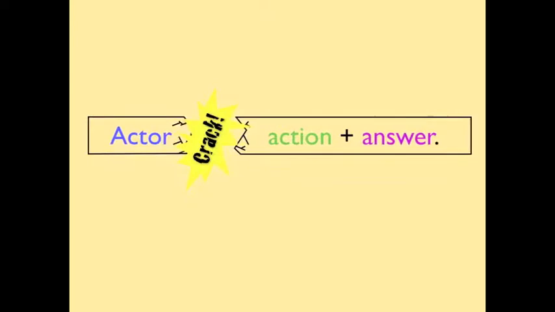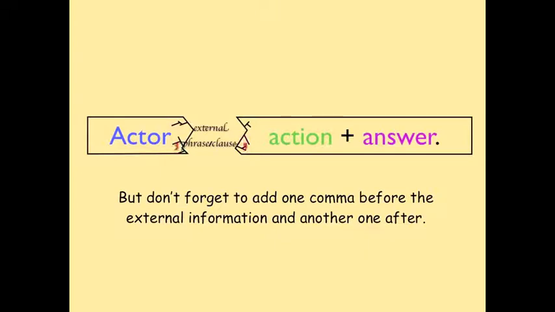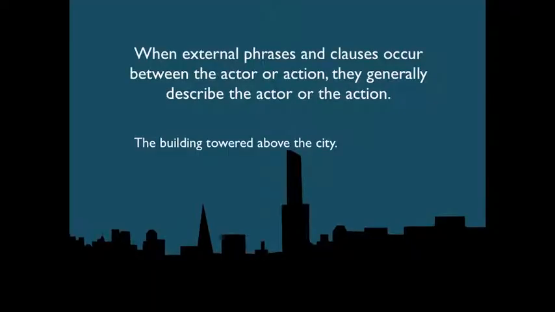Now, because it is external, it must be set off with a comma, but because it occurs in the middle of the foundational clause, we have to put a comma before the external information and after the external information. That's what will set it apart from the foundational clause. When external phrases or clauses occur between the actor and the action, they can describe the actor or the action.